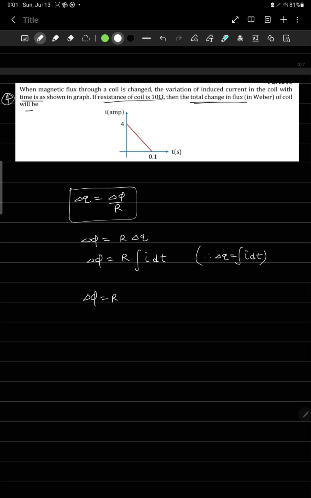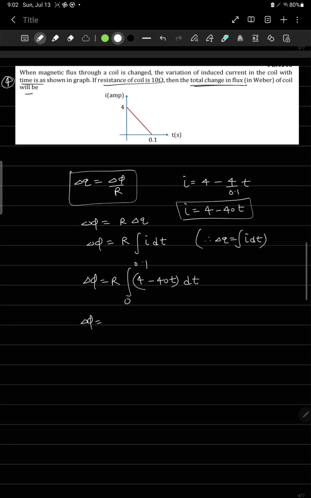So delta phi is equal to R times integration I dt. Now, as you can see, I is a variable, so we'll write the expression of this I. This is a straight line here, so we can write the equation of the straight line. So I is equal to 4 minus, the slope is 4 by 0.1, into t. So c minus mx, mx plus c I used here. So I is equal to 4 minus 40t. So I'll use this value here, 4 minus 40t, into dt, limit 0 to 0.1. So we'll integrate this one, and that will be your answer.